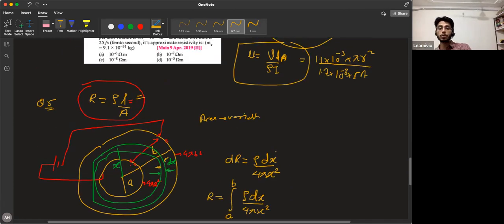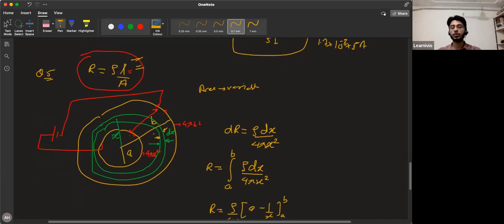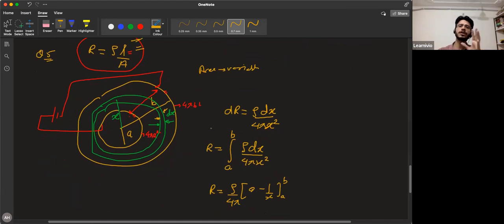But remember, we can use this expression directly, rho L by A, if L and A are constant. If A is constant when you go from one end to another. But when you go from one end to another and A is not constant, it's variable, then we can't calculate it directly. We calculate it using an integral. We take a small element, we take the resistance of that small element, and then we integrate it from the initial to the final.